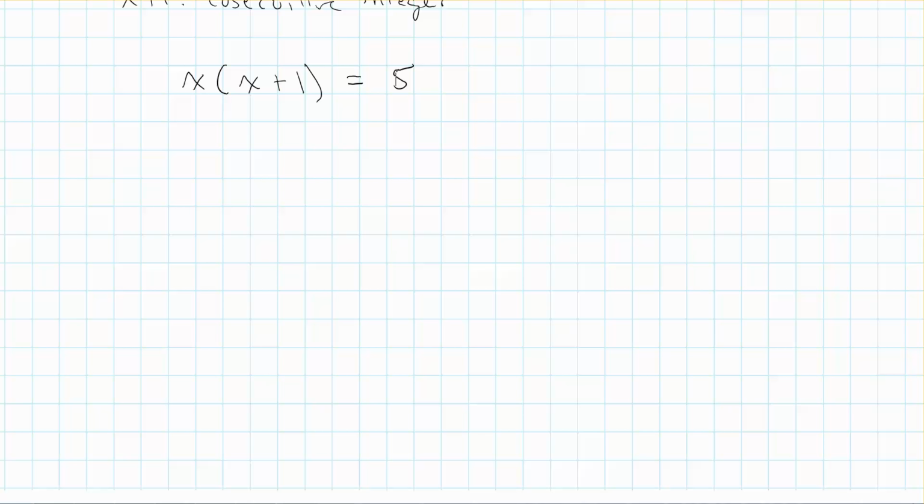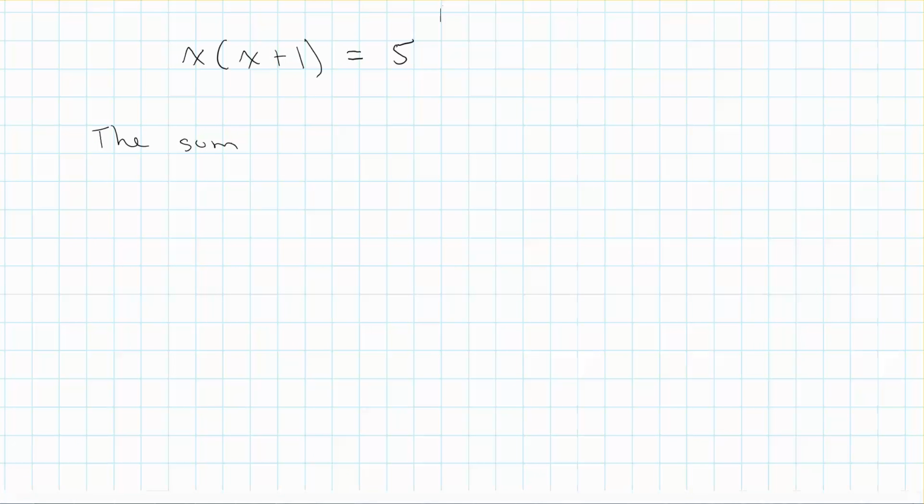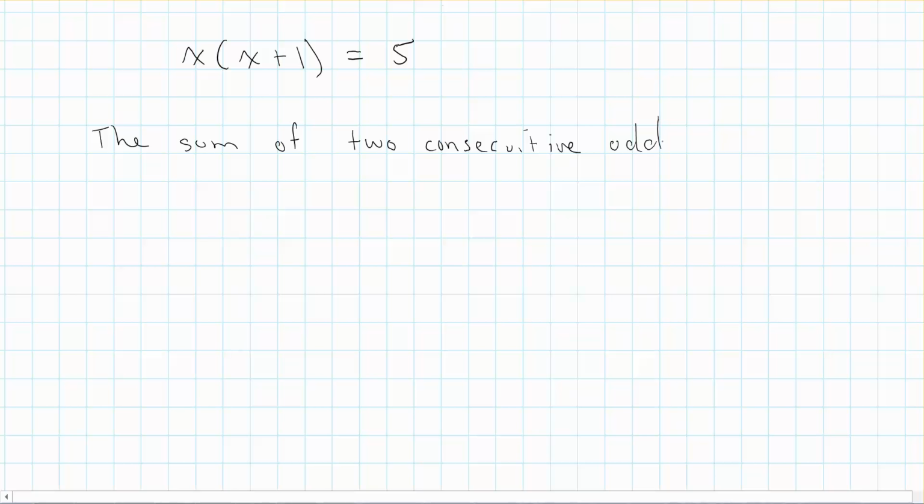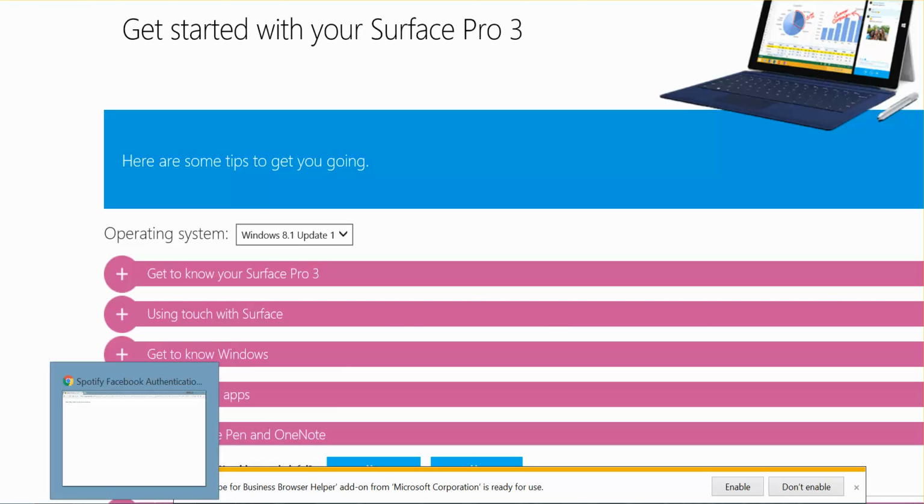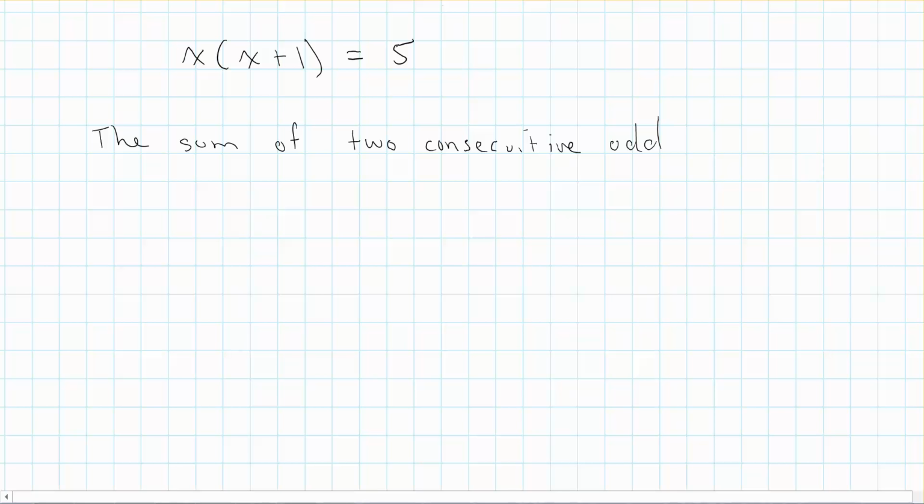Let's look at one more. Let's look at the sum of two consecutive odd, I apologize for that, my hand is hitting something. The sum of two consecutive odd integers is 8.